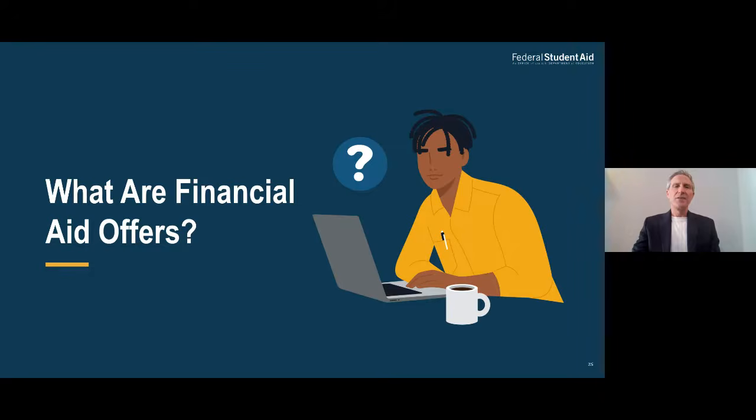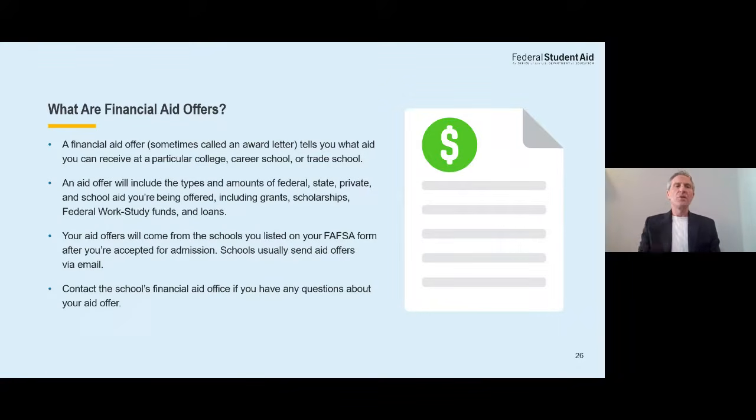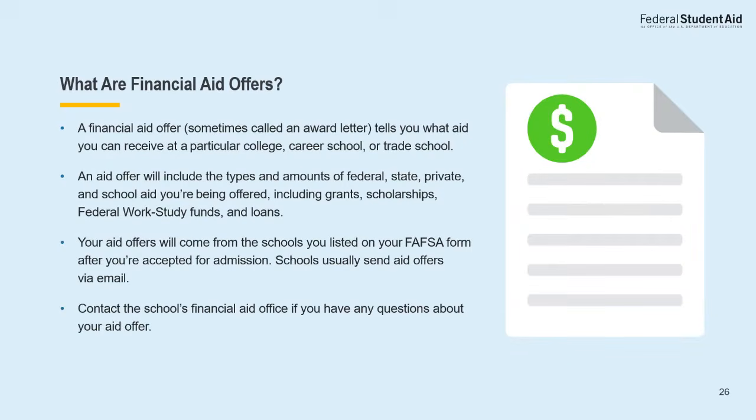Now, we've mentioned financial aid offers quite a bit. So let's talk about why they're important, where they come from, how to compare them. So a financial aid offer, sometimes called an award letter at an institution, tells you what aid you can receive at a particular college, career school, or trade school.